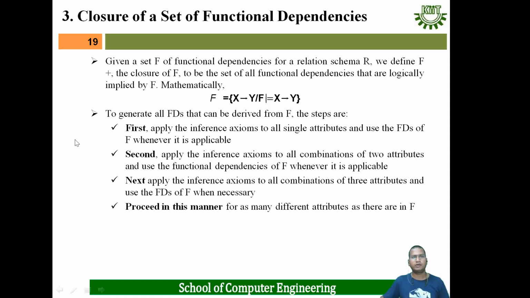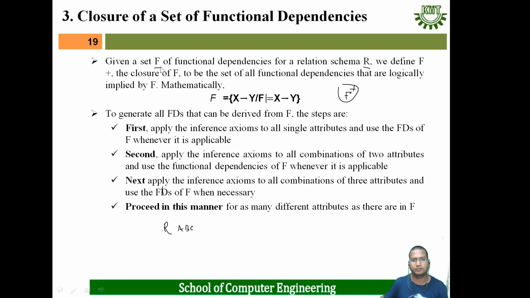Now we'll discuss closure of a set of functional dependencies. What is closure of a set of functional dependencies? Given a set of functional dependencies F for a relation schema R, we define F closure, represented as F closure or closure of F, to be the set of all functional dependencies that are logically implied by F. Mathematically, F closure is equal to X functionally determining Y such that F logically infers X determining Y.